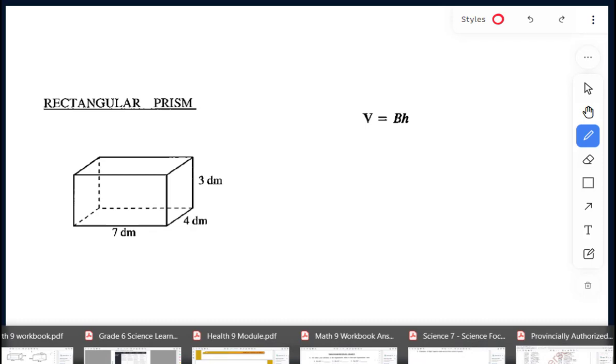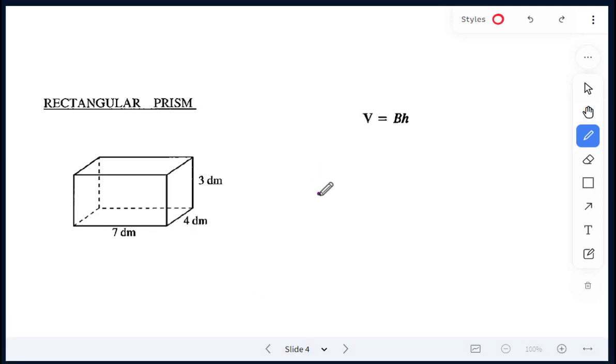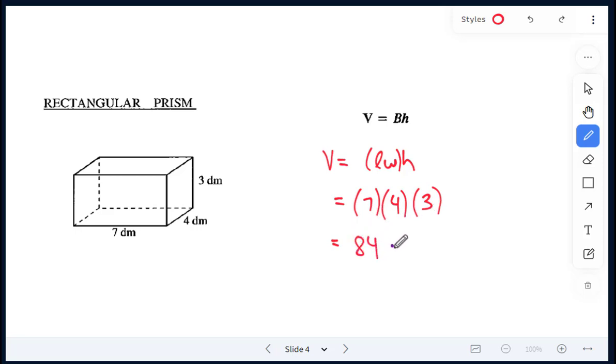Okay, so our first example here, we have a rectangular prism. So area of the base, which is length times width, and then we multiply that by height. Our length is 7 decimeters, our width is 4 decimeters, and our height is 3 decimeters. So we just multiply 7 times 4 times 3, and that gives me 84 decimeters cubed. All right, so it is decimeters times decimeters times decimeters. So volume, the units are cubed.